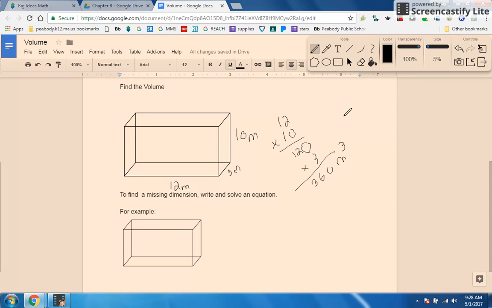So literally all you're doing is multiplying the 3 numbers that they gave you and putting a 3 over the label, and that's your volume. So that means that that's how much space is on the inside of that 3D figure.